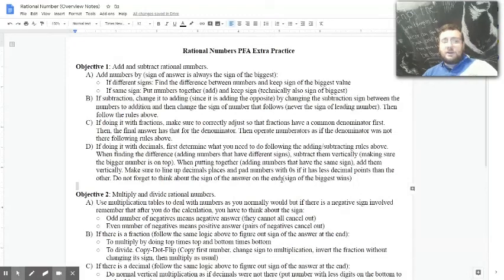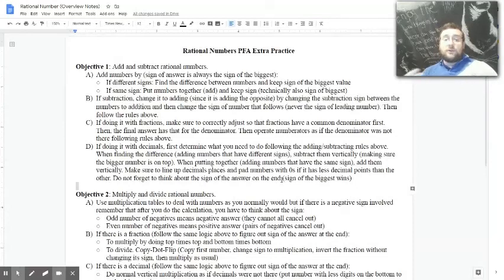In subtraction, you just change it to adding by changing the subtraction sign between the numbers and then changing the sign of the number that follows that. Do remember not to change the sign of the leading number. You do this because subtraction is basically adding the opposite. Then you follow the rules of addition that I just talked about.